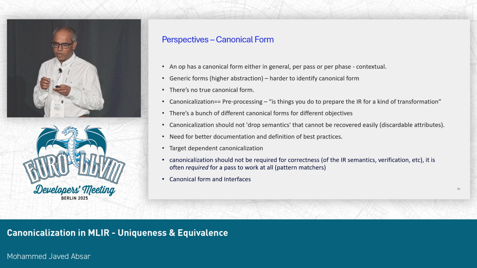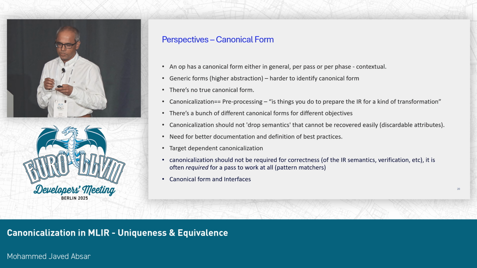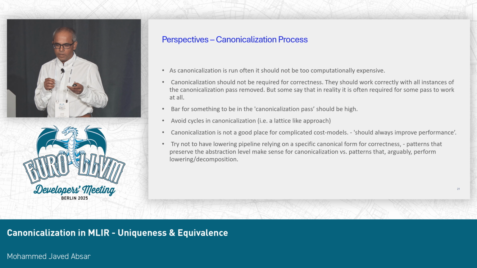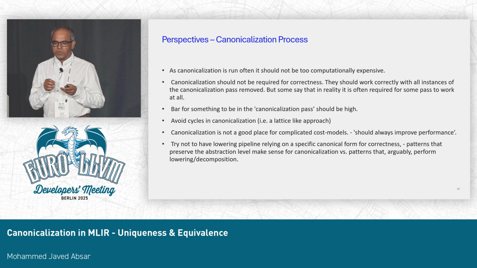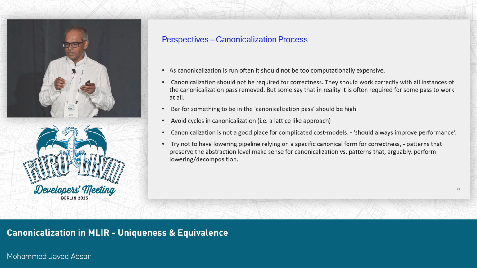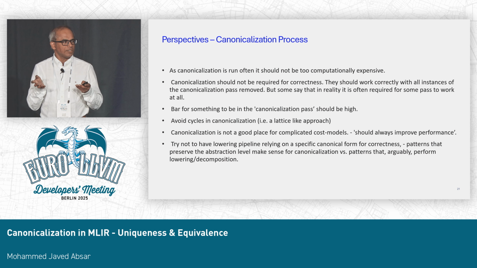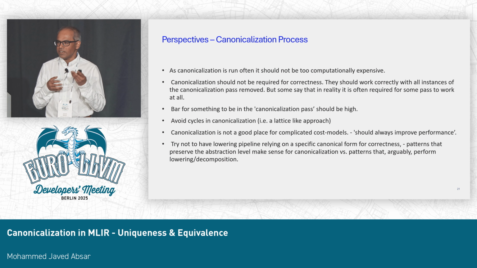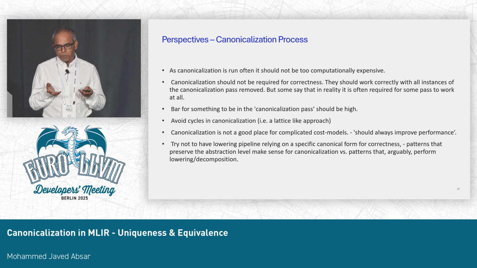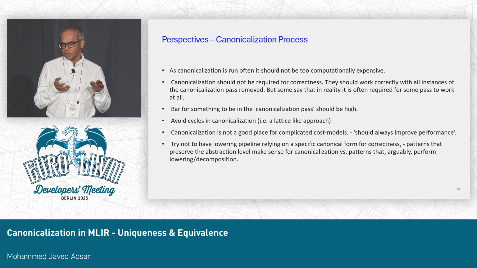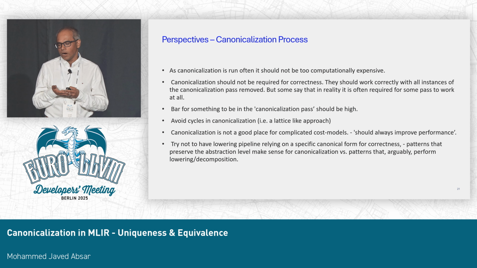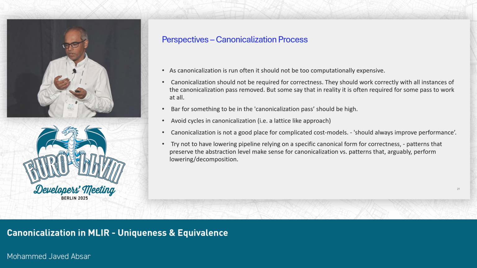Canonicalization should not be required for correctness, should not change semantics, etc. As canonicalization is often run, it should not be too computationally intensive. These are some axioms that people agree with. It should not be required for correctness. The bar for something in the canonicalization should be high, meaning not anything and everything.